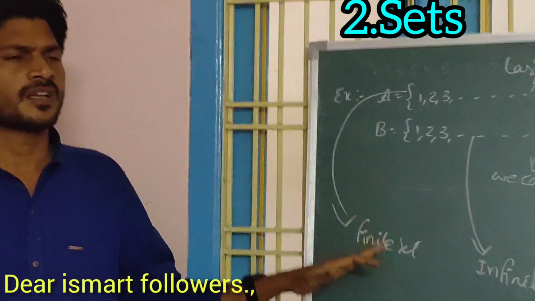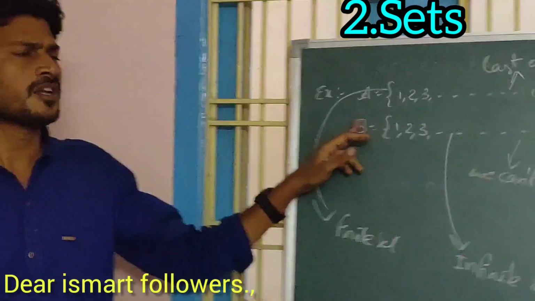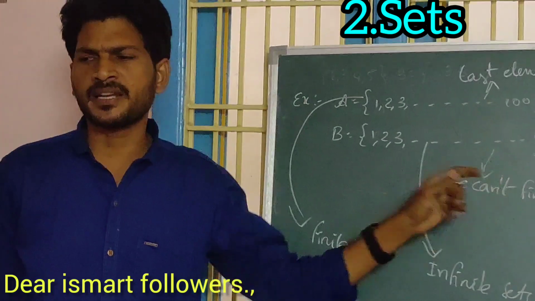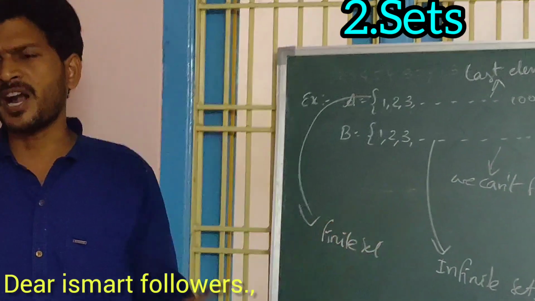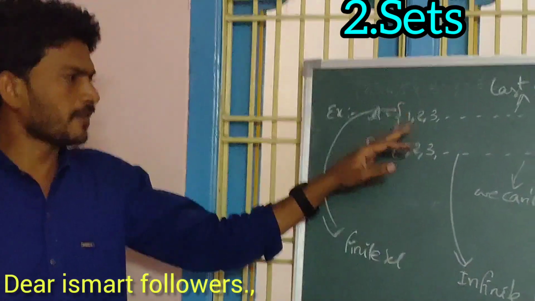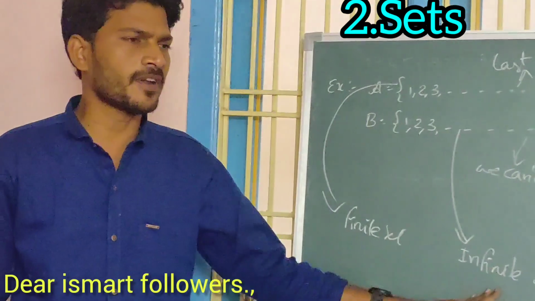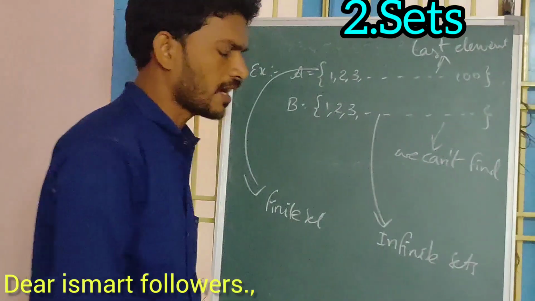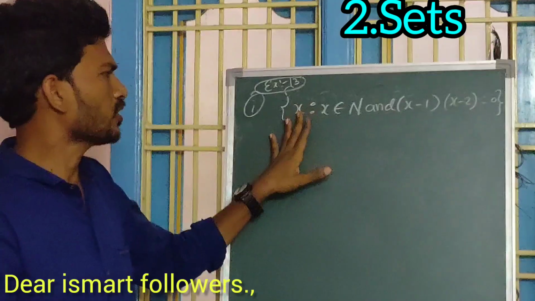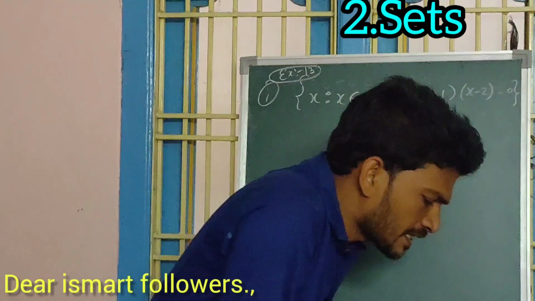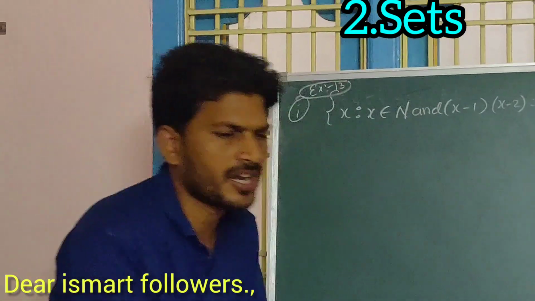Finite sets, infinite sets. Finite sets mean we can find the last element. Infinite sets mean we cannot find the last element. That is the difference between finite sets and infinite sets. So here a few examples are there. 13th question. What is the question? State which of the following sets are finite or infinite.